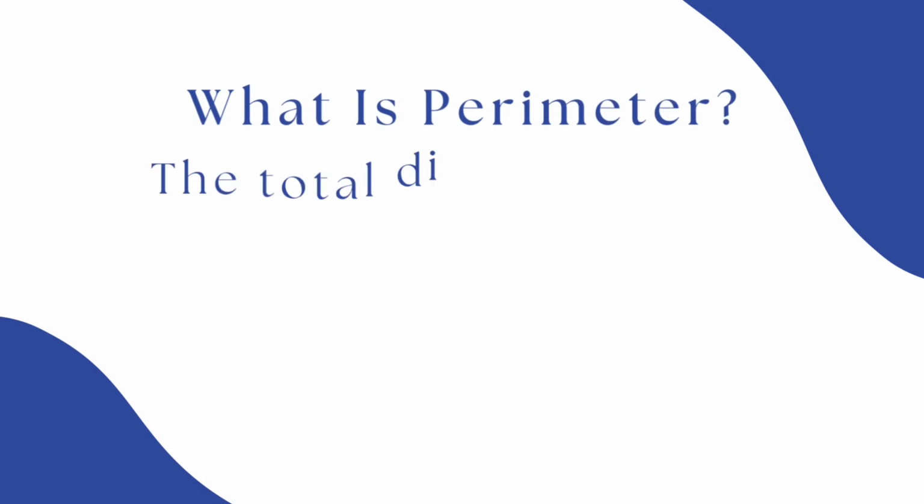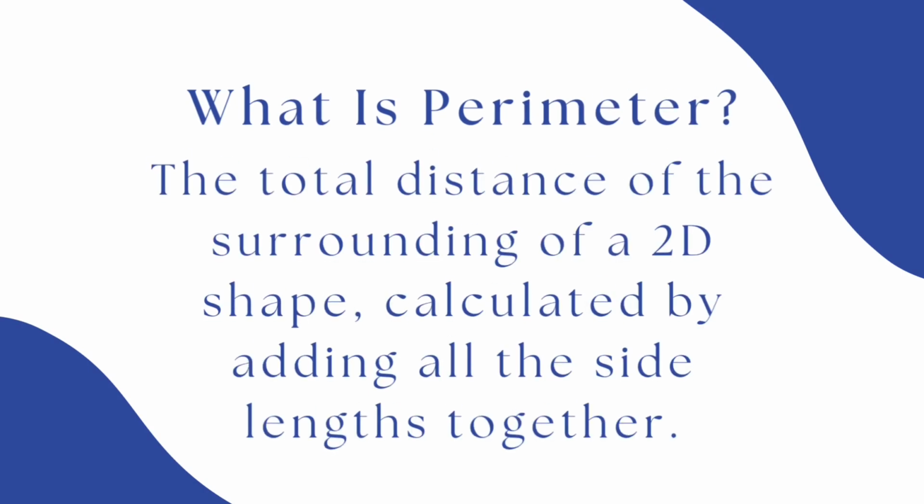So first of all, what is perimeter? Perimeter is when we're adding up all the lengths or widths of the surrounding of a shape. So, for example, with a square, we have side 1, side 2, side 3, and side 4. So to calculate the perimeter, we would simply be adding all of the sides together. So it would be S plus S plus S plus S.